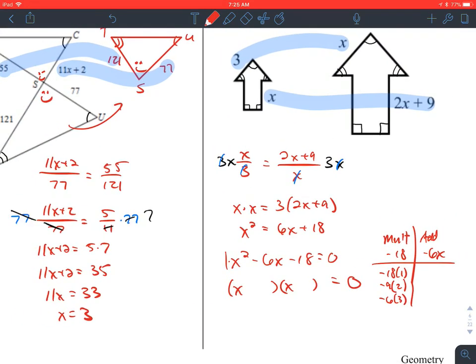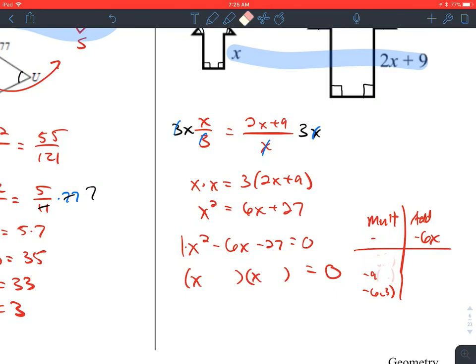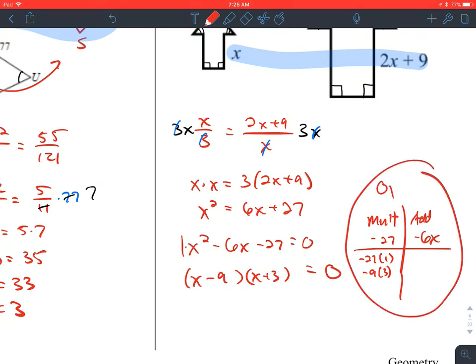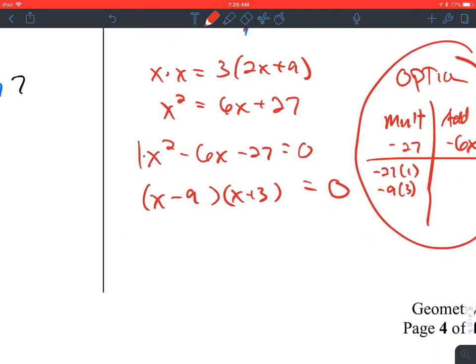Let's make sure I wrote down this correctly. Oh, check this out. 3 times 9 is not 18. Boo! It's a 27. Change this to a 27, which means we're trying to multiply to get 27, not 18, you silly wabbit. Tricks are for kids. So negative 27 and 1, nope. Negative 9 and 3, yep. This work here is optional. If you're having trouble finding the answer, you should make a list of all the things that could work.